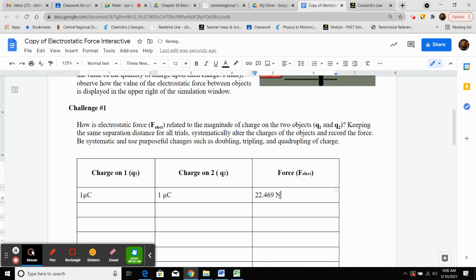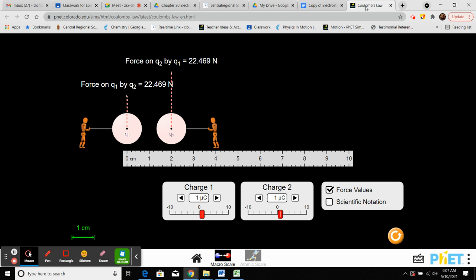Force is always measured in newtons. It doesn't matter whether it was gravitational force, Newton's second law, or electrostatic force. So this, guys, is our baseline. When we have 2 charges, both at 1 microcoulomb at a distance of 2 centimeters, this is the force each charge exerts on the other.